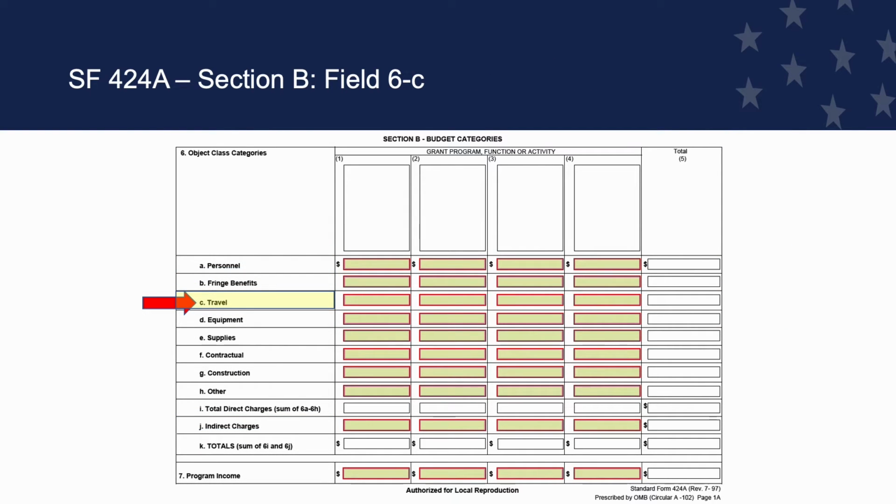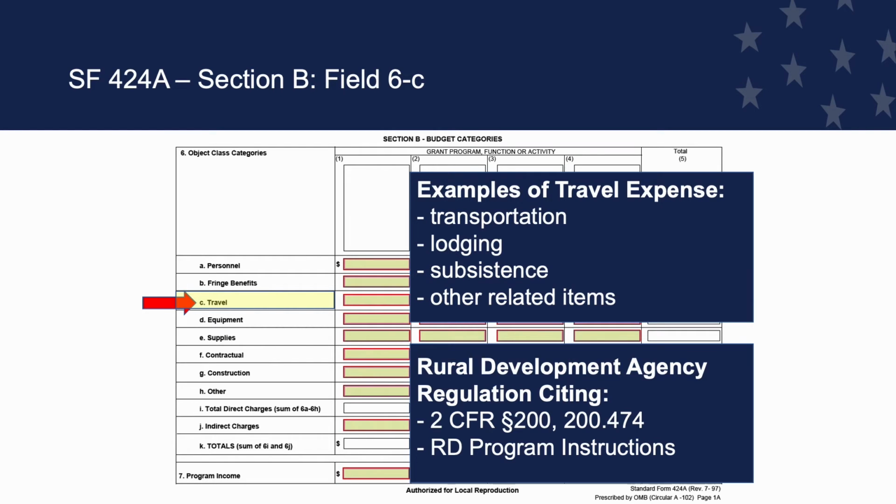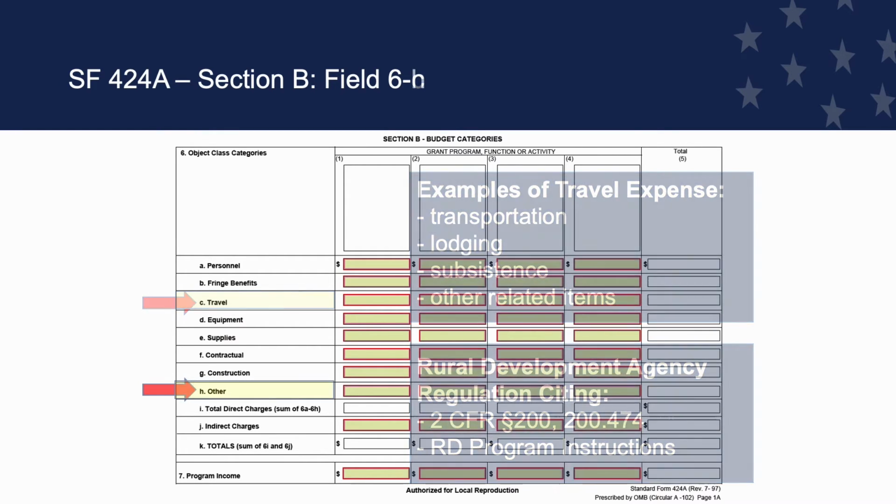Field 6-C. This is where you enter funds for travel from the selected program. This would include cost of project-related travel by employees who are in travel status. This is an optional field. Please consult funding agency regulations and the notice of funding opportunity for more information on allowable compensation for travel. Please do not include the travel cost of consultants and contractors under this category. Local travel for employees in non-travel status should be listed in the other category.